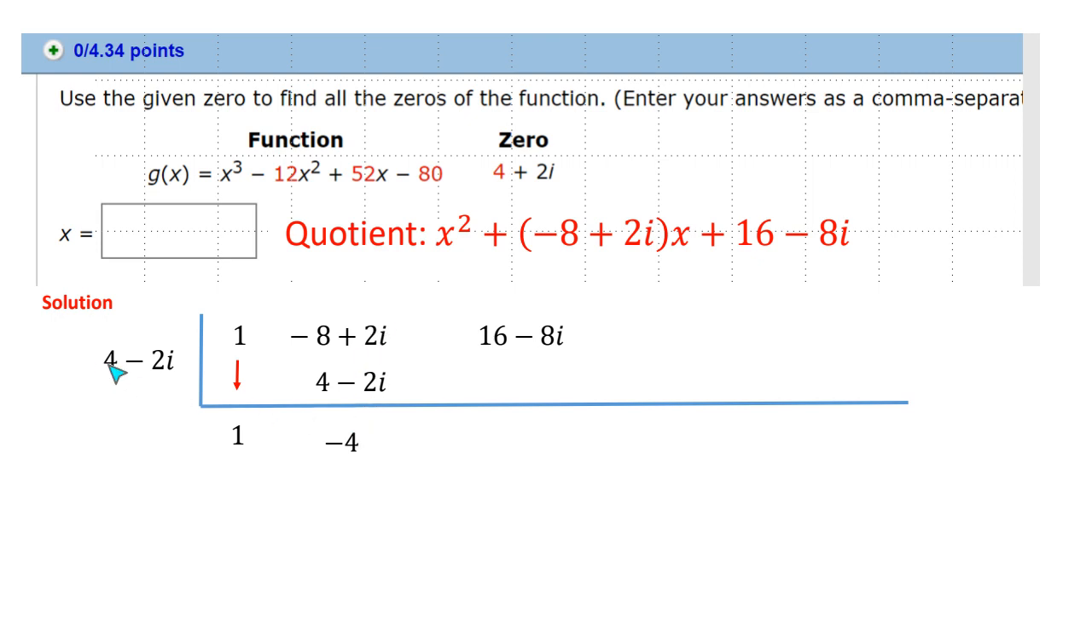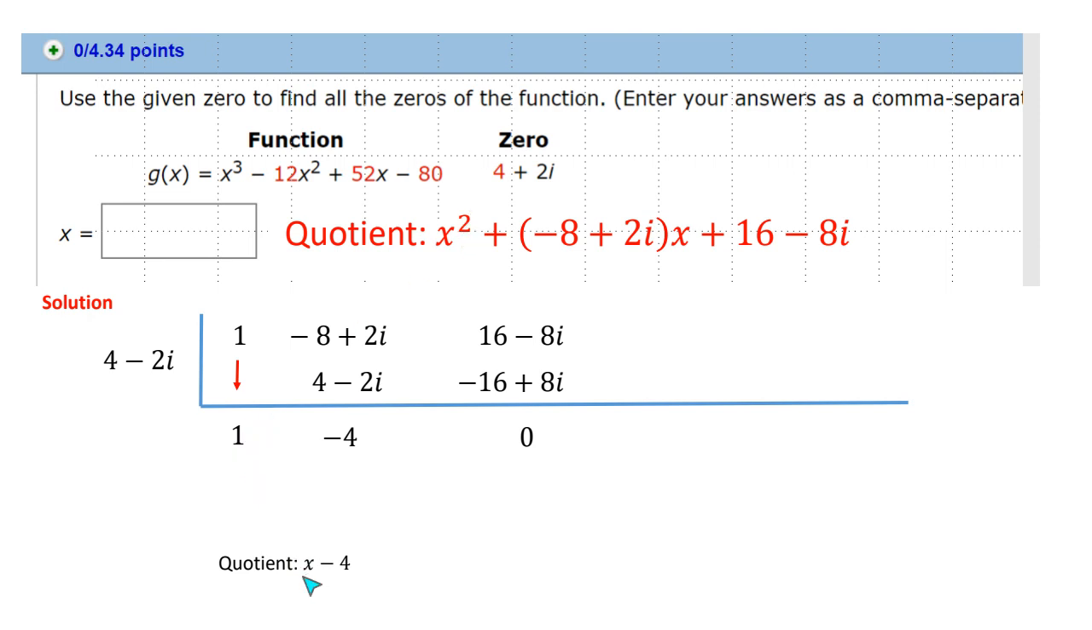And then multiply 4 times negative 4. Negative 2i times negative 4. And we get negative 16 plus 8i, so that gives me 0. And it should give me 0 because I know that's a 0. And then my quotient, since this was quadratic, now we break it down.